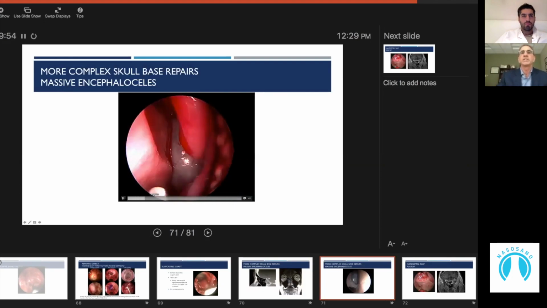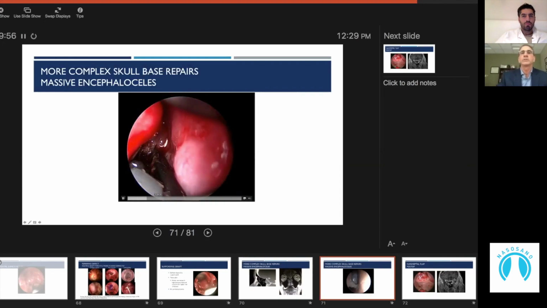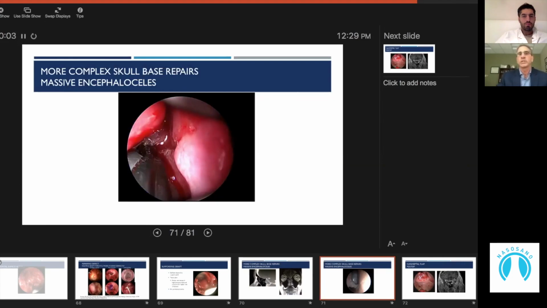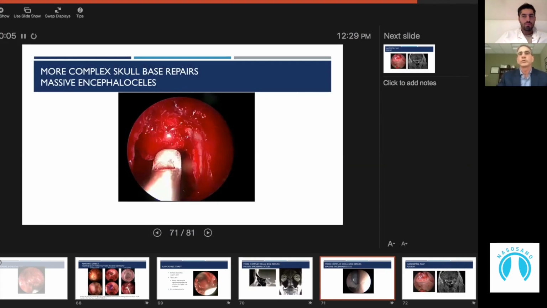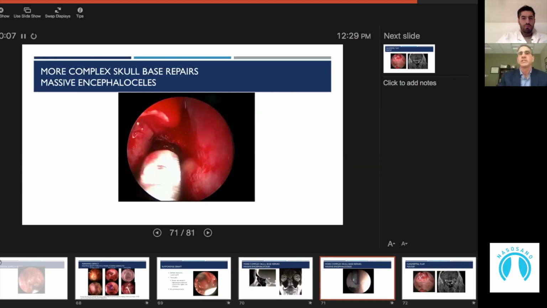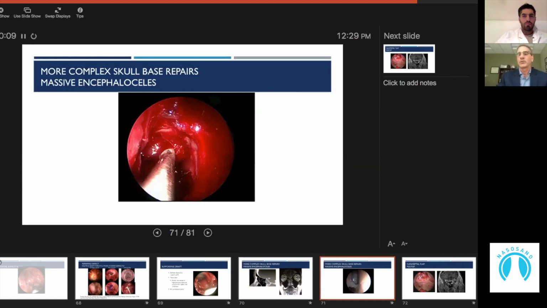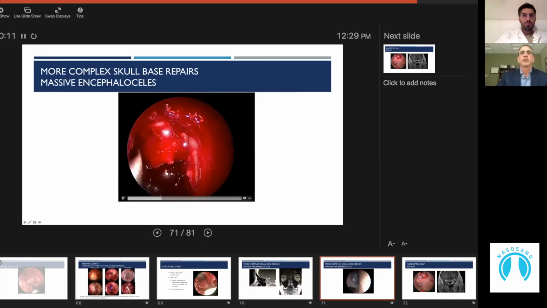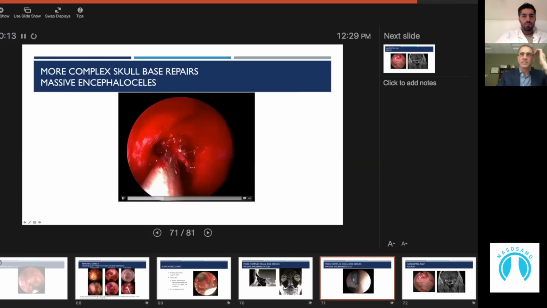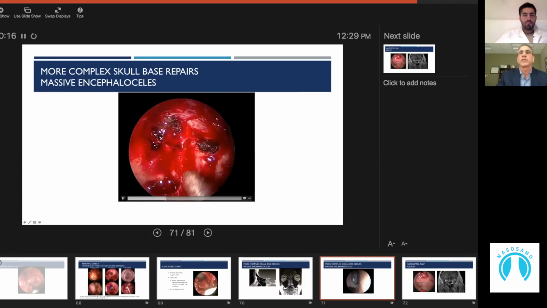First, we need to resect this. We do that with a bipolar. This is a case I actually did with my neurosurgery colleague. Most of the other cases were done by myself. I don't use neurosurgery. I did in this case because of the ventricle coming through into the defect. So here's a partially resected encephalocele. We got a little vessel in there that we'll bipolar.